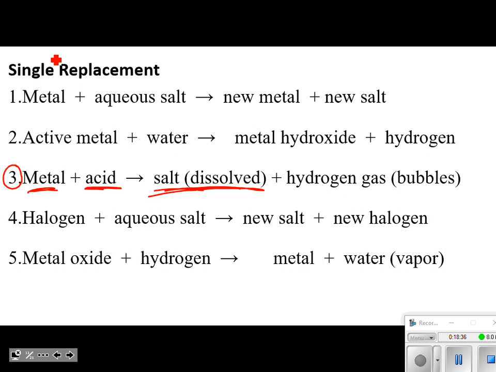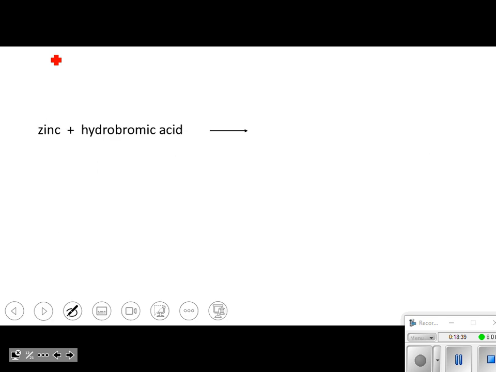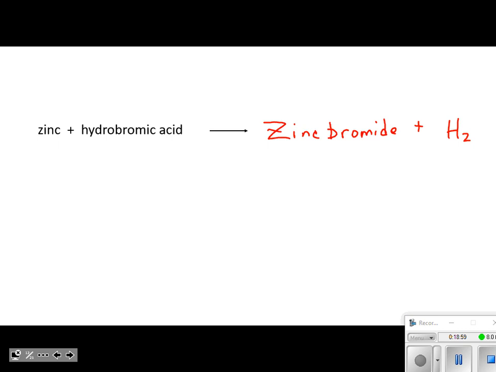Well, what's my salt going to be? Well, I have hydrogen and bromine. So what's my salt going to be? It's going to be zinc bromide. And I'm going to liberate hydrogen gas again. So as I start to put together this, and I better put up here, single replacement number 3, I'm going to have zinc plus hydrobromic acid, ICIC 1 or 3.